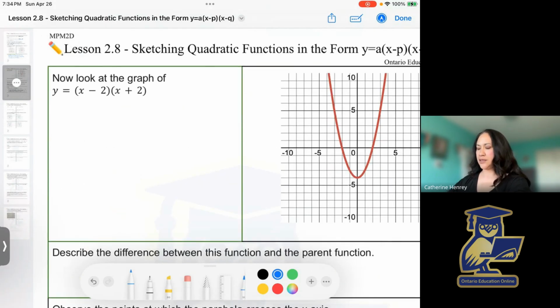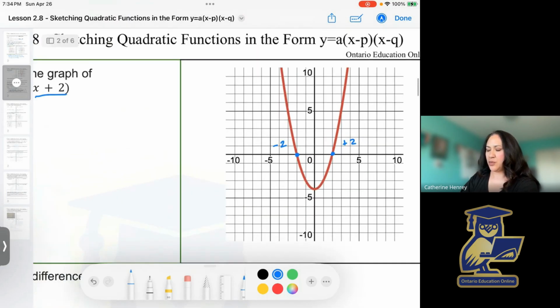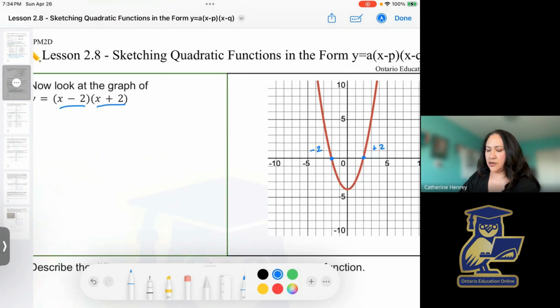In our next example here, we have y is equal to x minus 2 times x plus 2. If you go over to look at the graph, you can see that there are 2 points at which the parabola crosses the x-axis, and they are at -2 and +2. That would correspond with our values inside the brackets.